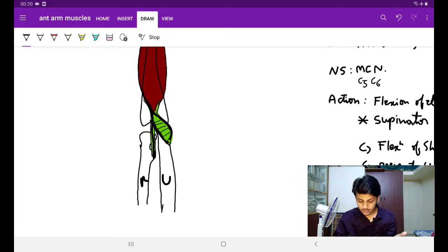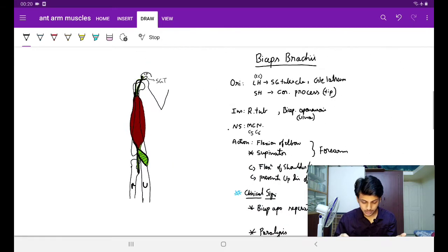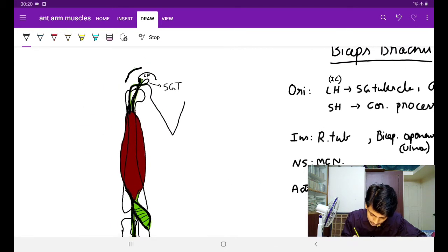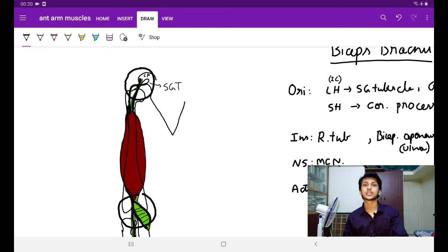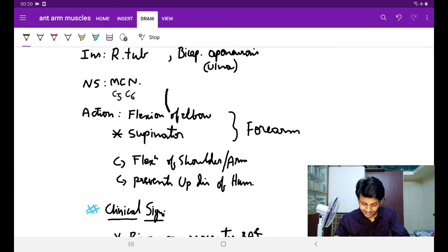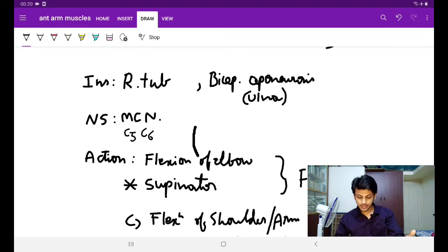Okay. So guys, it is crossing two joints here. It is crossing the shoulder joint here, and it is crossing the elbow joint here. Can it have action on both? Yes, it has action on both. More strong action is on the elbow joint and even on the superior radioulnar joint. Guys, see here. What was the nerve supply of the muscle? The nerve supply of the muscle was by the musculocutaneous nerve.